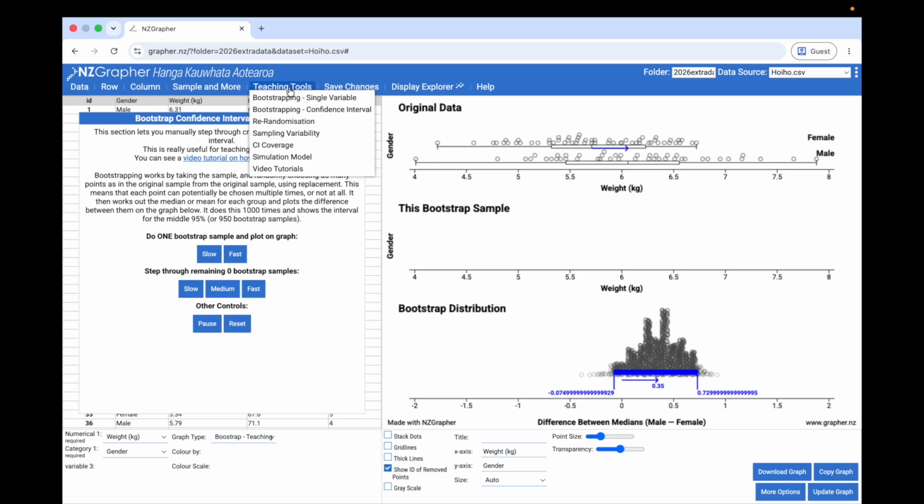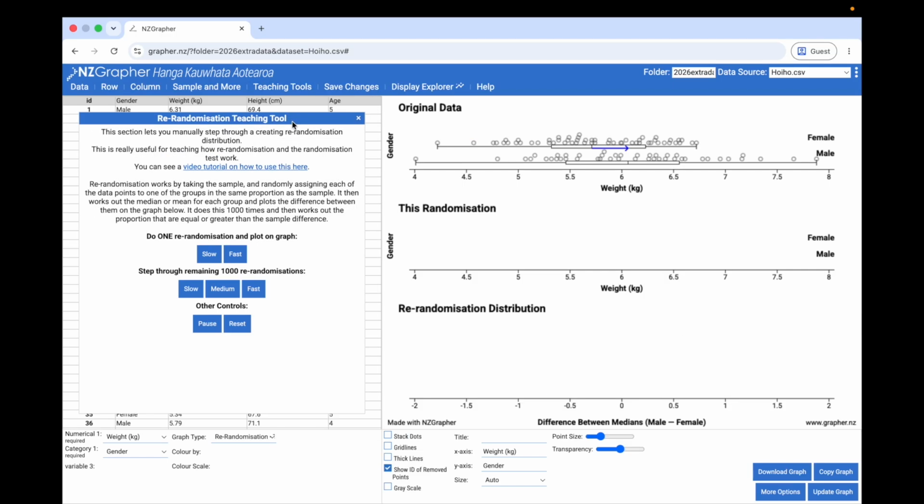Cool, so the next one we're going to look at is re-randomization. Now, if I was clever, I would have a better data set in here for this. I don't have a good data set in here for this. So we're going to pretend. Are we all okay pretending? Yeah, okay. So we're going to pretend that this is some data from an experiment.